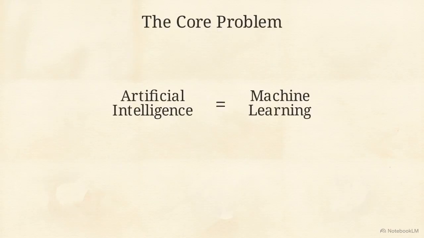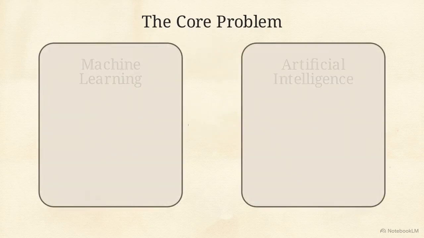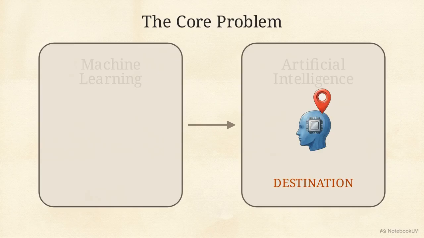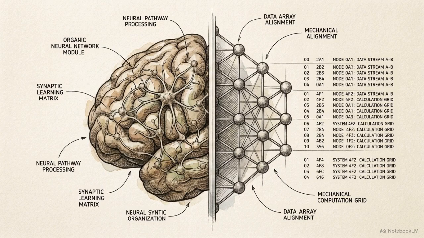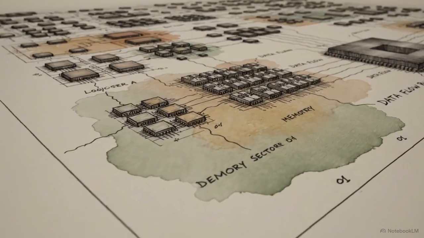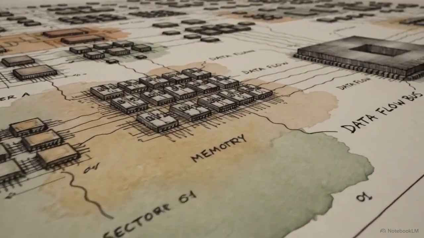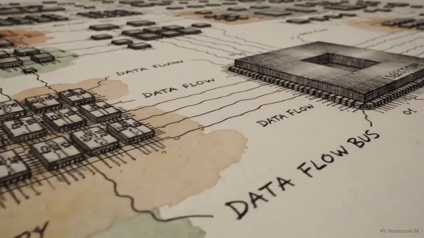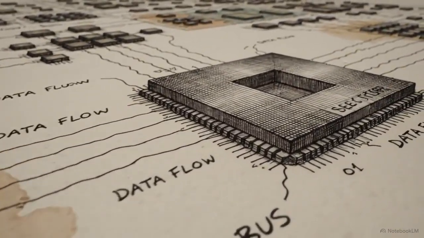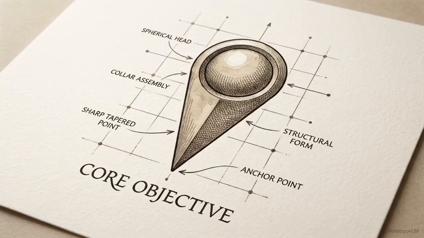This schematic outlines the core problem. Confusing artificial intelligence and machine learning is like confusing a vehicle's destination with the physical engine doing the driving. Our goal here is to split the broad concept of intelligence away from the specific mathematical process of learning. Making this distinction allows us to move past the hype and look at the actual logic powering the system. Let's start with artificial intelligence.